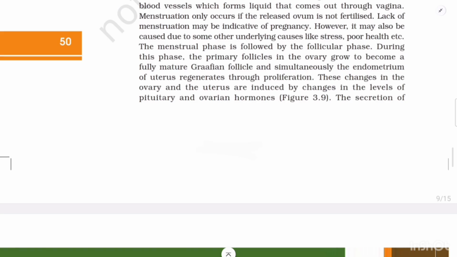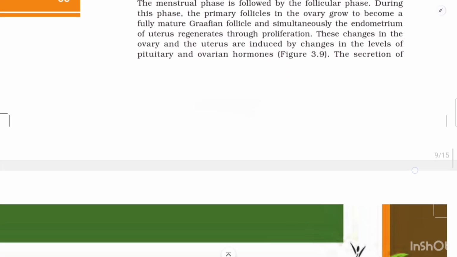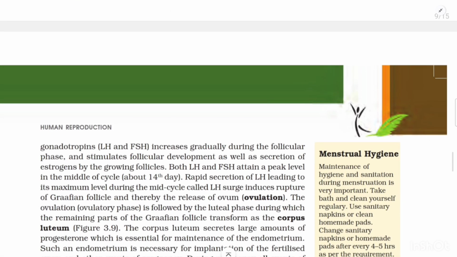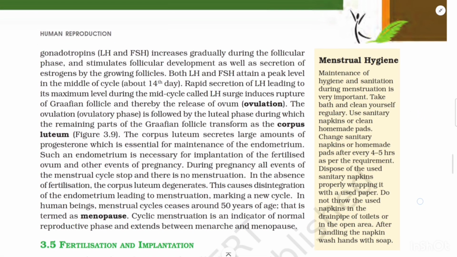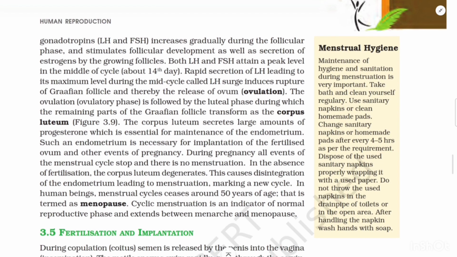These changes in the ovary and the uterus are induced by changes in the levels of pituitary and ovarian hormones, figure 3.9. The secretions of gonadotrophins LH and FSH increase gradually during the follicular phase and stimulate follicular development as well as secretion of estrogen by the growing follicles. Both LH and FSH attain a peak level in the middle of the cycle, about the 14th day.